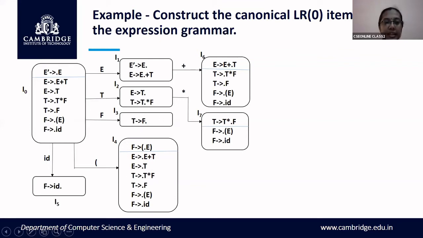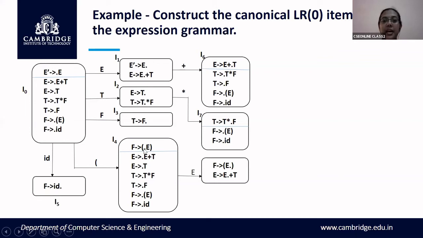Now coming to the next item set, I4. Can I take a transition to another new state? Yes. On which symbol? On symbol E. Consider the first production. If I have to move the dot towards the right one position, then which symbol do I have to consider? I have to consider E. On E, I will get a new production. What is that production? I have two production rules where on E I can move the dot to the right one position.